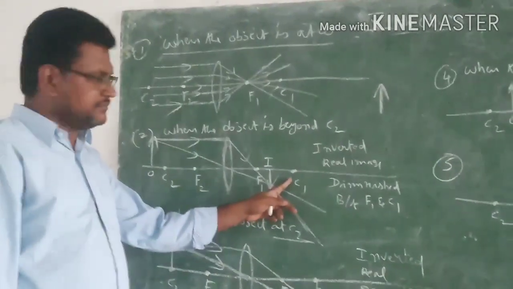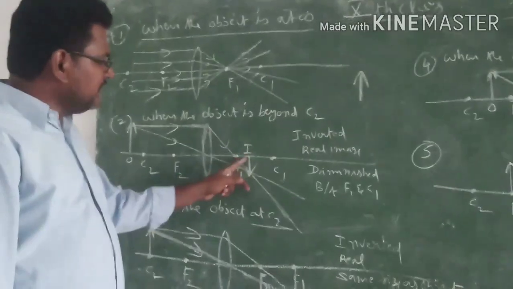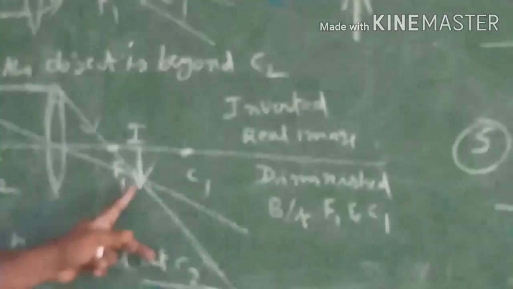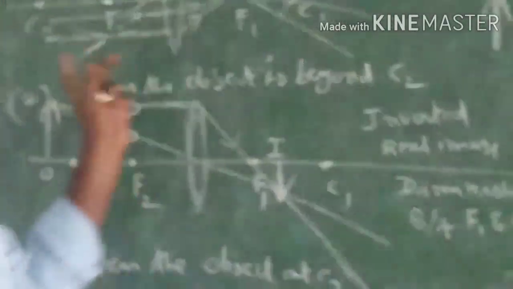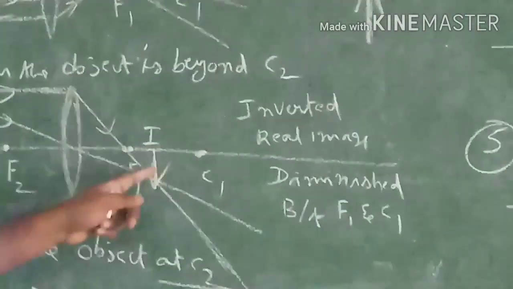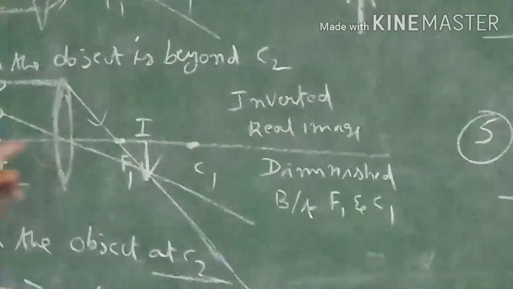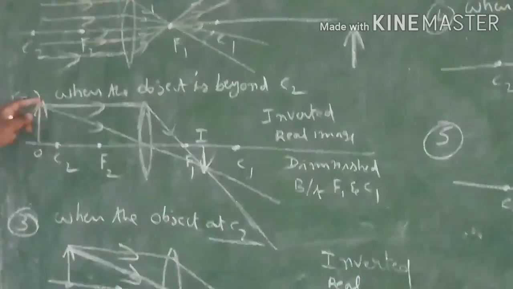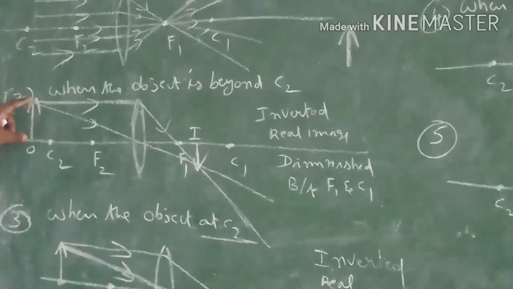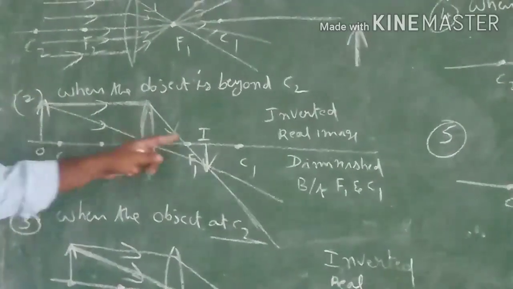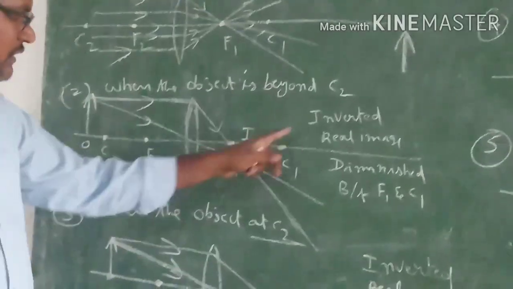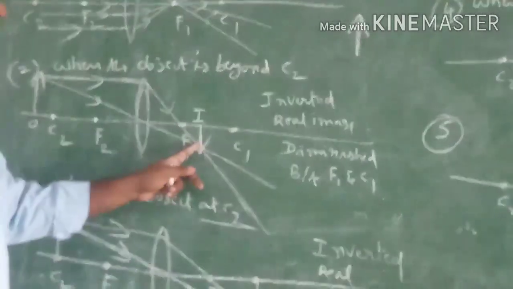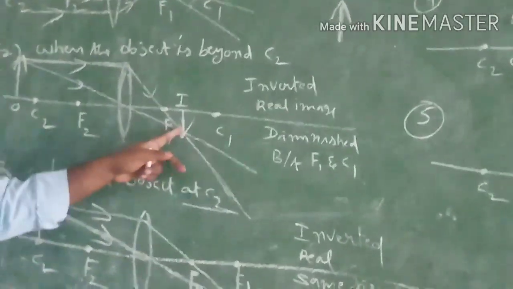Now let's see what are the characteristics of the image formed by a convex lens when the object is beyond C2. See, it is inverted when compared to the object. The object is in the upward direction, it is erect, whereas the image is in the downward direction, it is inverted, and it is called a real image.